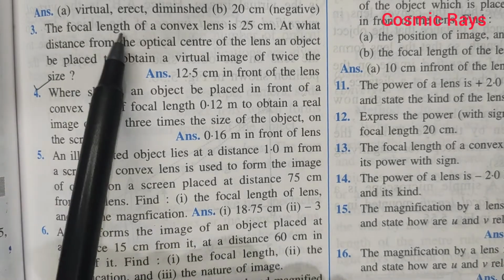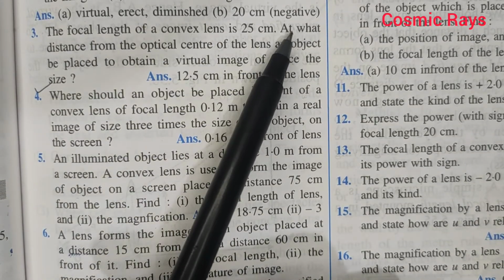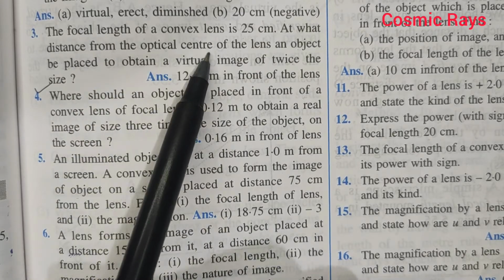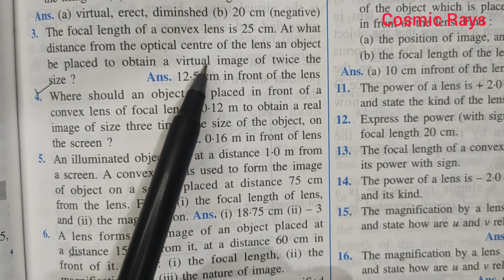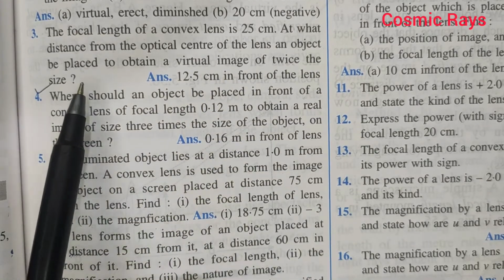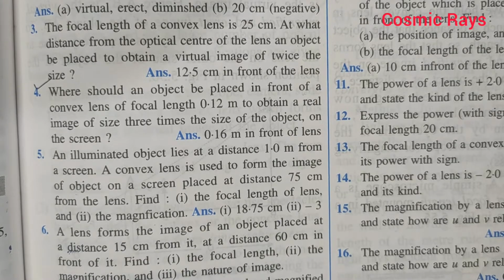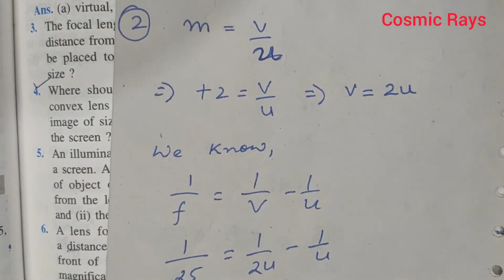Question number 3 says, the focal length of a convex lens is 25 centimeter. At what distance from the optical center of the lens should an object be placed to obtain a virtual image of twice the size? Twice the size means twice the size of the object. So here you can have a look.